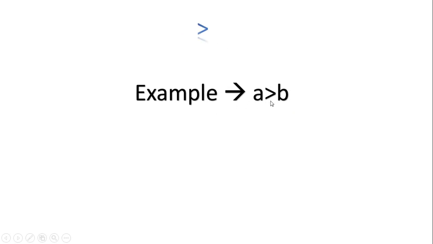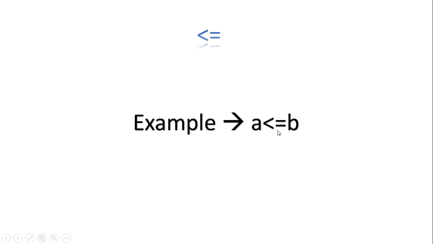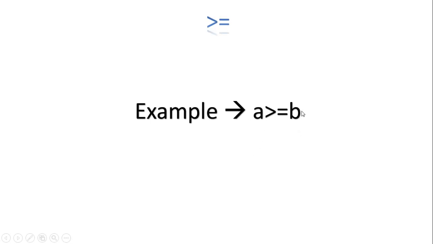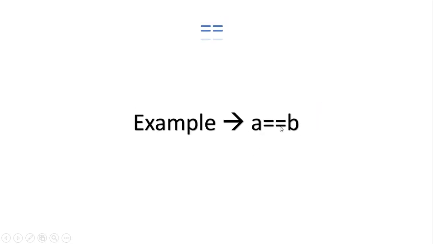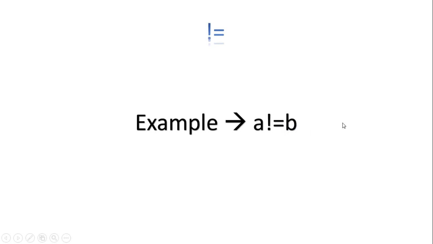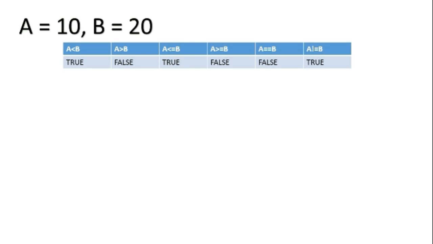Now these are used in this way. Less than, we can write a less than b. Greater than, we can write a greater than b. A less than or equal to b, a greater than or equal to b, a equal to b, and a not equal to b. In this way these are used. Now these can give only two outputs, either true or false. So let's take an example.